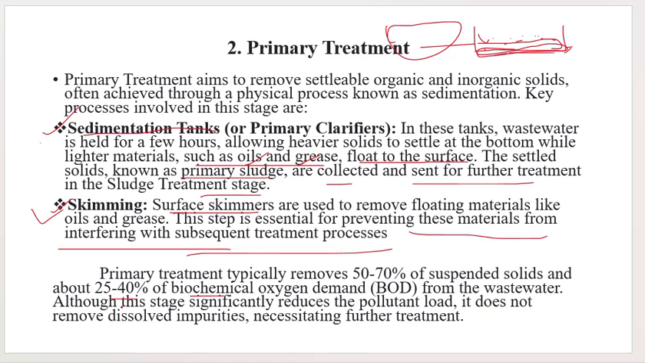Although this stage significantly reduces the pollutant load, it does not remove dissolved impurities. Still, primary treatment removes lots of pollutants from the wastewater. However, there will still be remaining pollutants, so to remove them, we need to use further treatment. Then we'll go to the next treatment process.